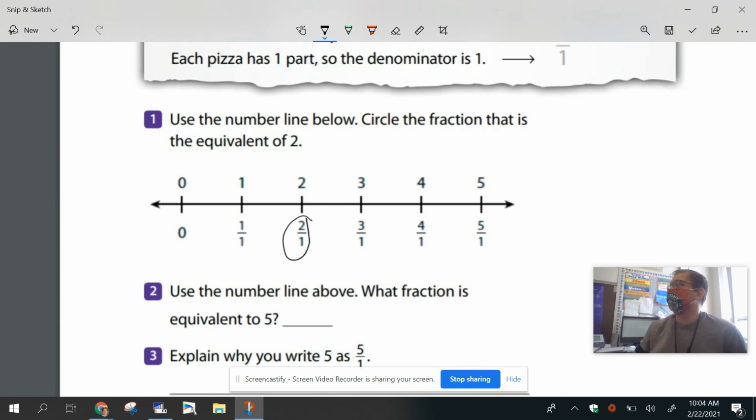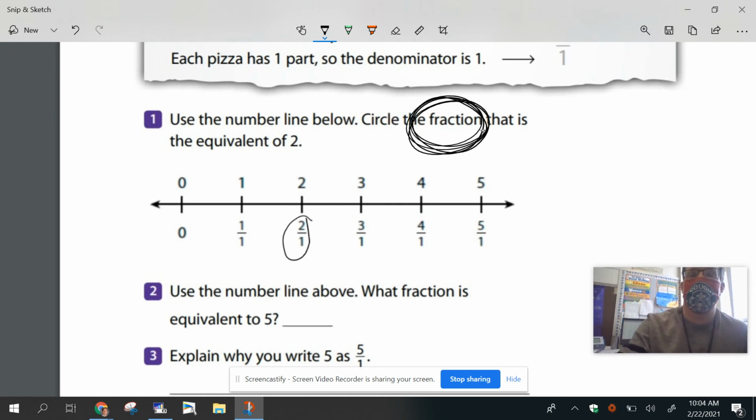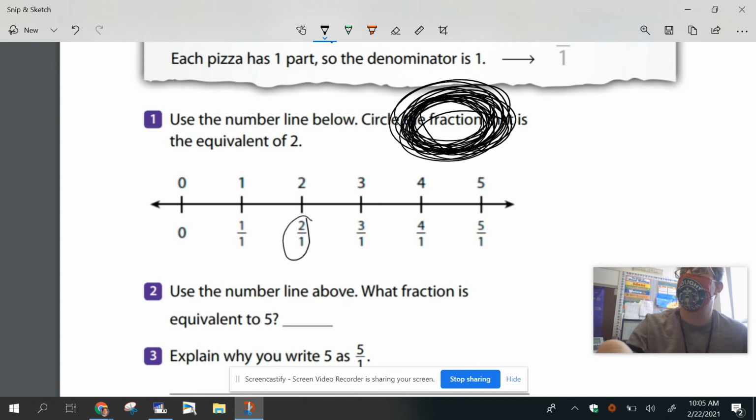Any questions on that one? I circled the 2 along with it. No, I circled the 2 above it and the fraction. What does it say to circle? Gavin? Fraction. It says circle the fraction. Does it say circle the whole number 2 and the fraction? It just says fraction. That's fine. However, from now on, make sure you read the directions carefully. Okay?